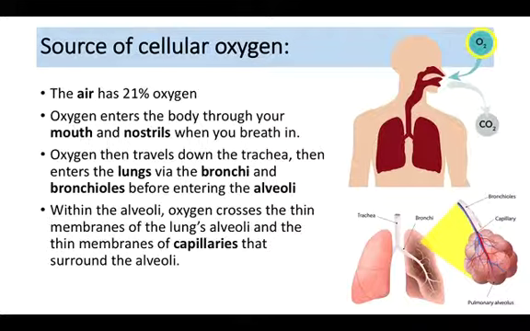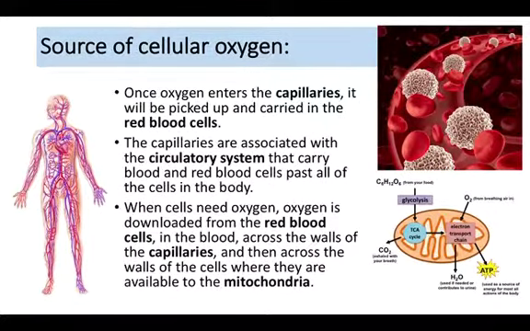All right, well, in the villi, the oxygen crosses the thin membranes of the lung and the alveolus and the thin membranes of the capillary that surround the alveolus. Remember, the alveolus or villi are nothing more than sacs of air. That air is the oxygen that they're bringing in. Once the oxygen enters the capillaries, it will be picked up and carried in the red blood cells.